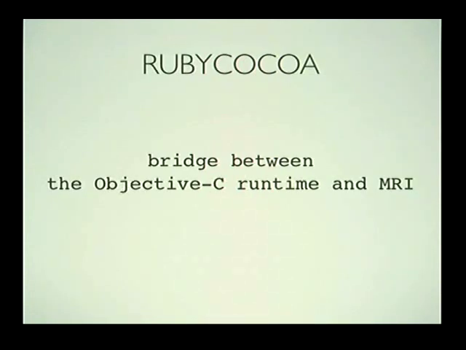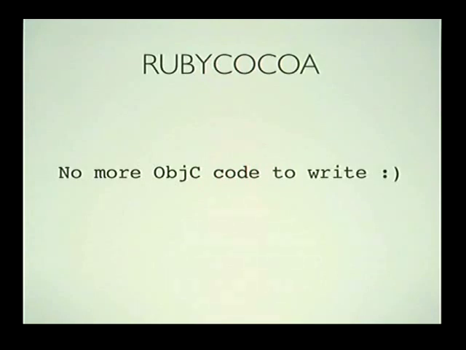Somebody did it. Yeah, you tried it, you didn't like it. Well, RubyCocoa is actually a bridge between the Objective-C runtime and MRI. So you would write code in Ruby, and you can go through the bridge and access Objective-C. It's actually pretty cool, because there's no more Objective-C to write. And, you know, since Objective-C is not that sexy, we like that. You can write your app in Ruby.